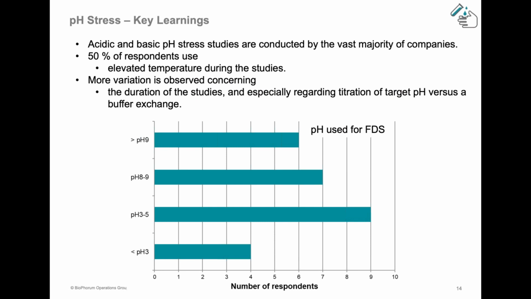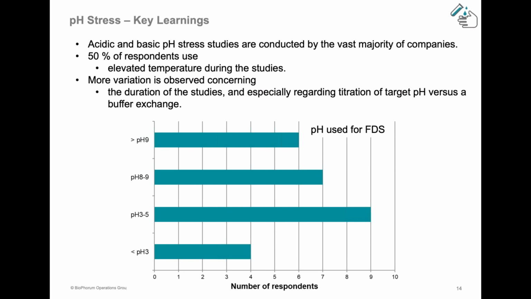As outlined on this slide, the vast majority of companies apply basic and also acidic conditions in their pH stress studies. These conditions, on the one hand, depend on the physical chemical properties of the molecule, and on the other hand, on the purpose of the study.